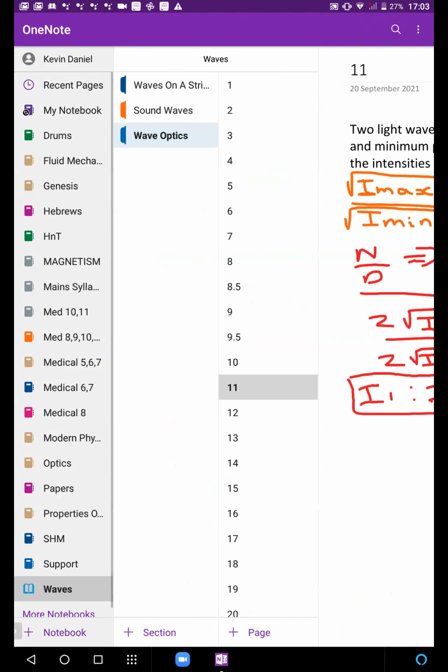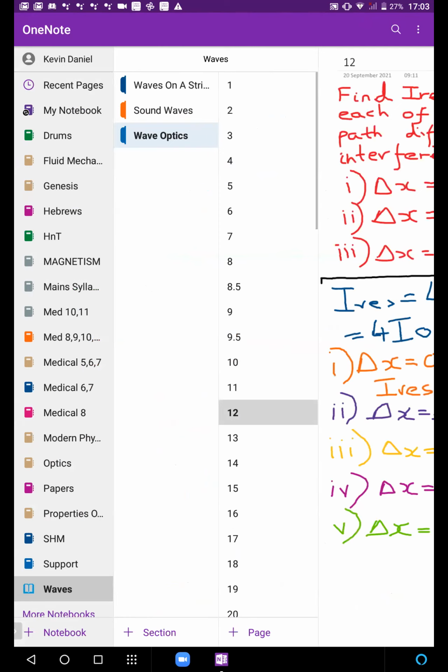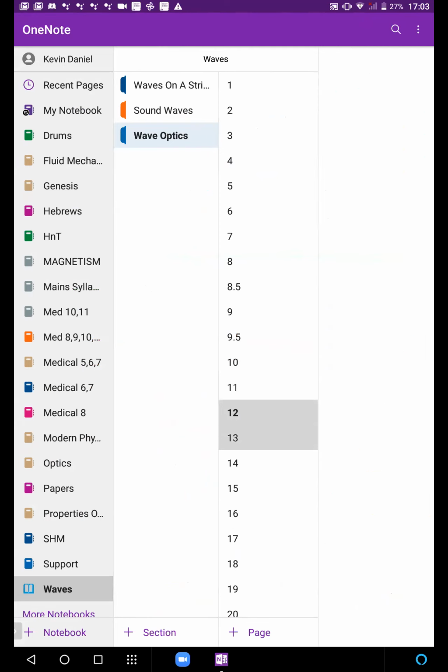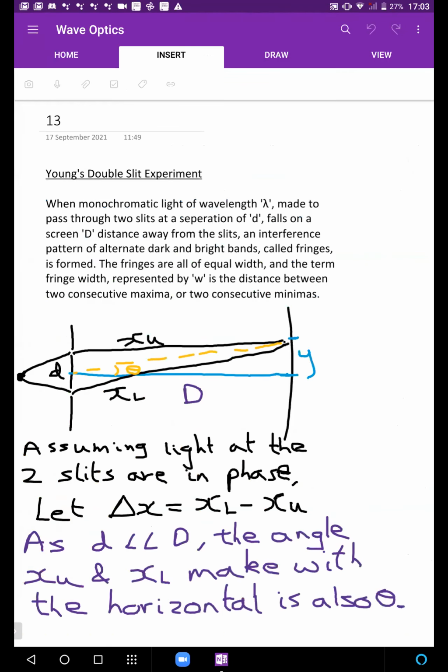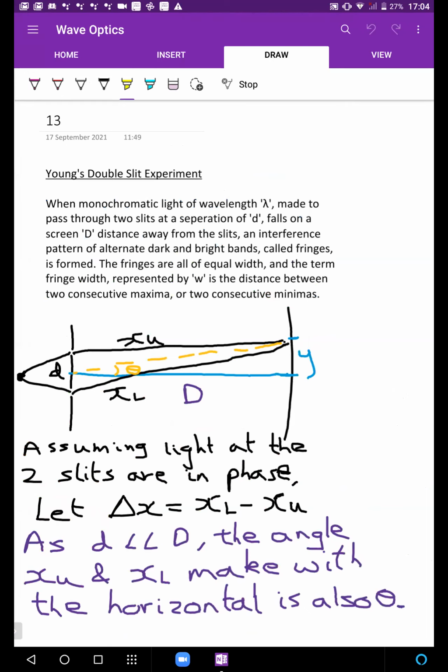Okay. Again, page 11 has a question which I would leave to you to practice, 11, 12, see if you are still able to do these. Young's double slit experiment. In Young's double slit experiment, some of the assumptions we make are that d is small in comparison to capital D, and so on. And because of this, what happens? We have coherent light passing through these slits and ultimately reaching different points of the screen.